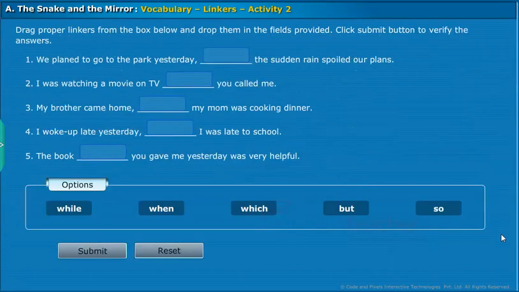Let us do another activity to check your understanding. Drag proper linkers from the box below and drop them in the fields provided. Click Submit button to verify the answers.